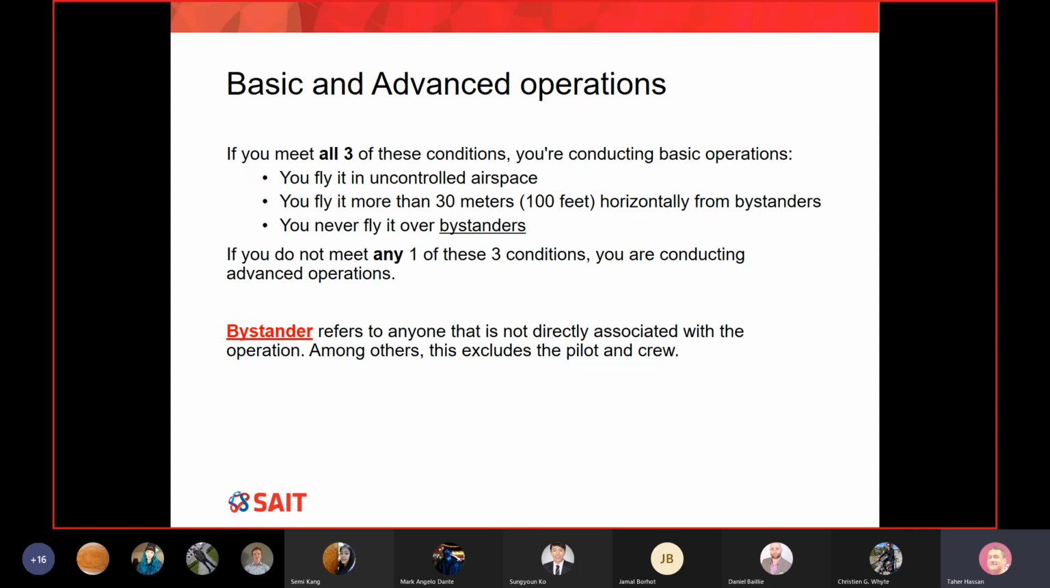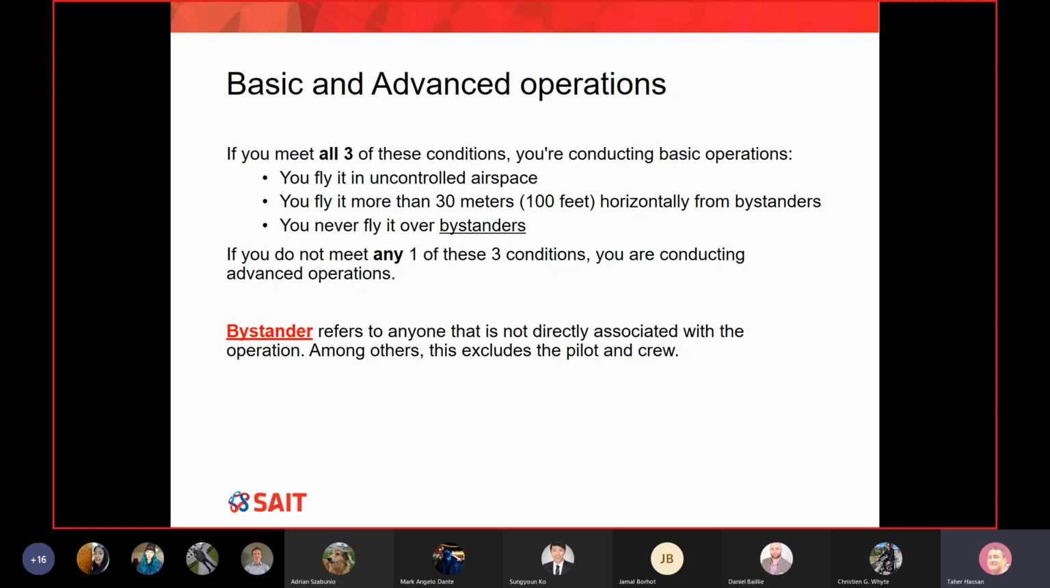Okay. So here is one kind of vague word. What does bystander mean? Before we tell you what bystander means, you need to understand that all three conditions must happen at the same time. If all of them happen at the same time, it means you're performing a basic operation. So it means I need a basic license.